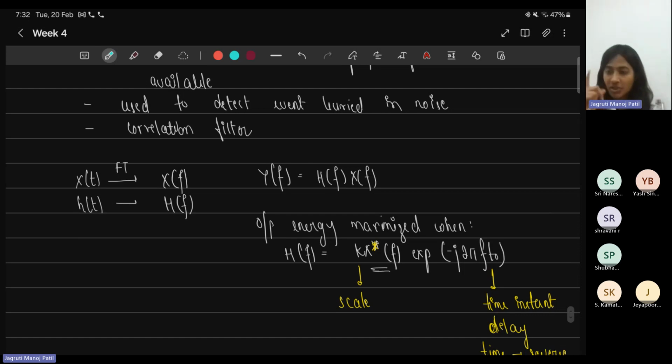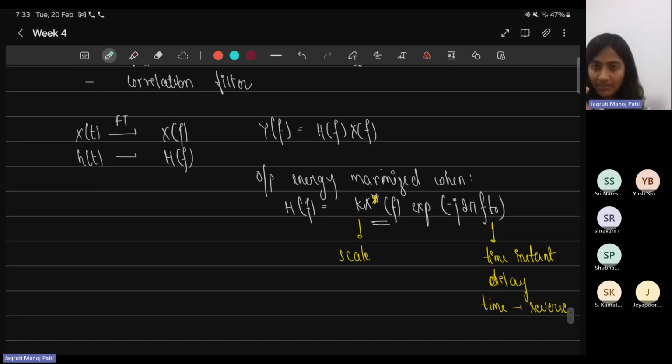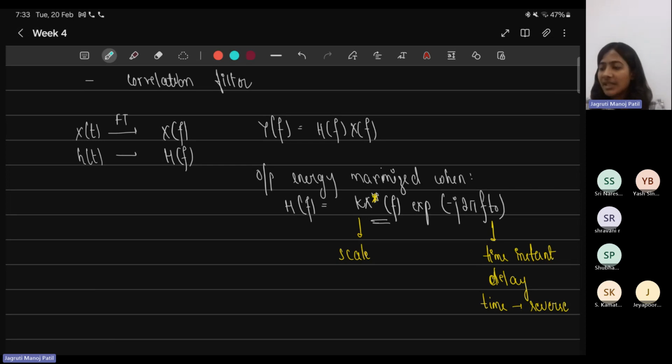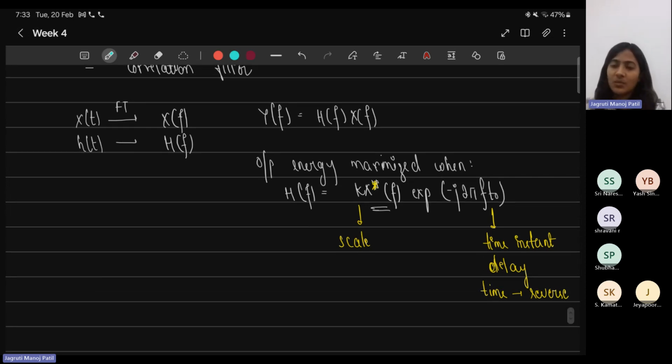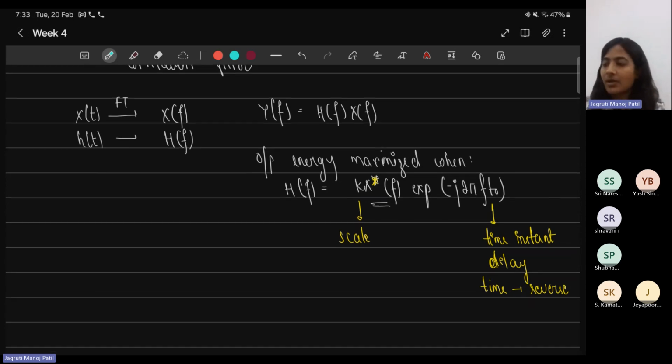When we take the conjugate of the particular signal, keep in mind, this is the conjugate, not the signal itself, and exponential of negative j 2 pi f t naught. So here we have flipped the time axis. The time axis is no longer the positive time axis, we have actually flipped it, hence the delay, and we represent the delay by t naught over here. So this is how we say that the output energy would be maximized when the transfer function is expressed in this form.